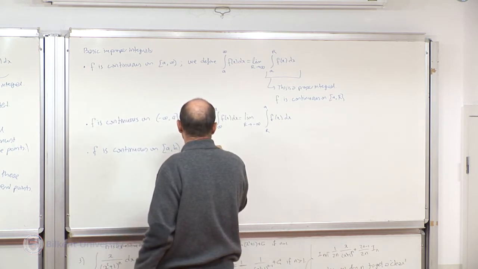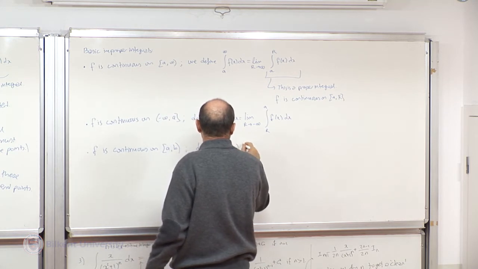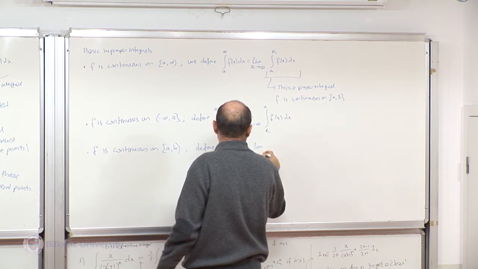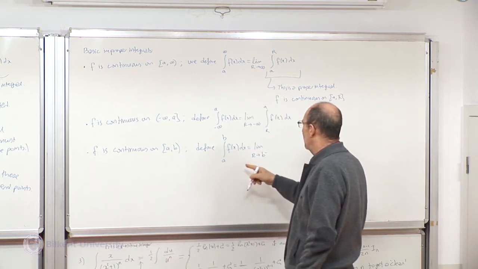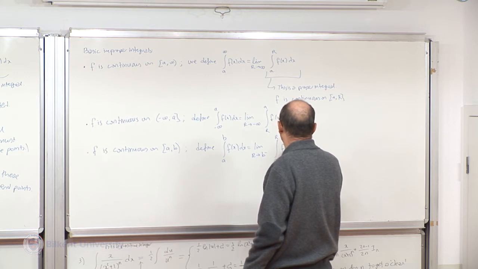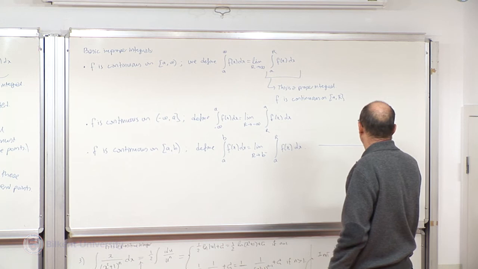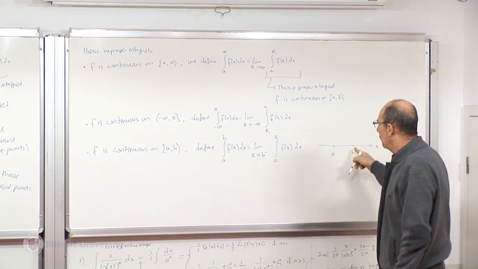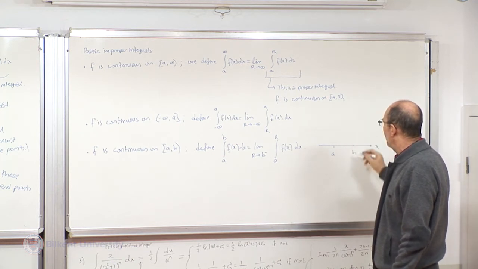In this case, again, define the integral from a to b, f of x dx, as the limit as r goes to b from below. So you have to take this limit of the integral from a to r of f of x dx. Okay, so this is our picture. This is x, this is a, this is b. We don't know, probably the graph of the function is like this. It goes to infinity here.